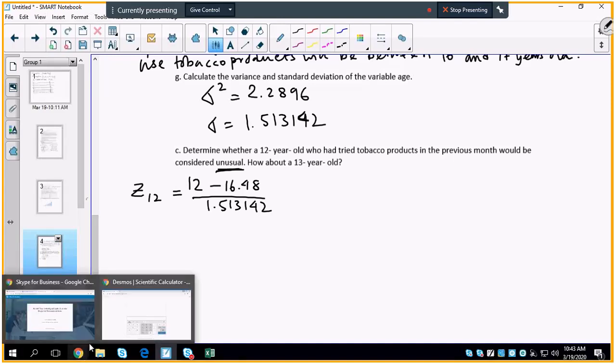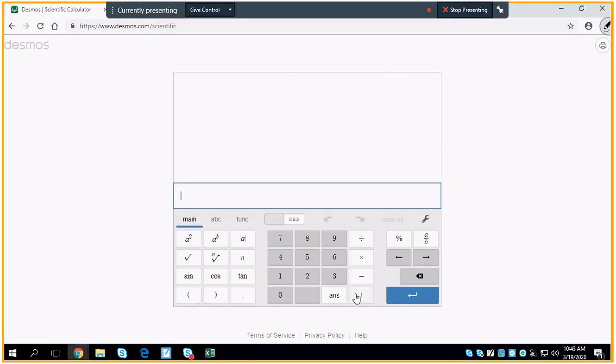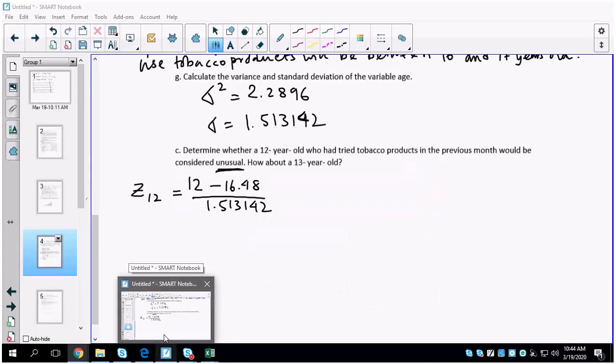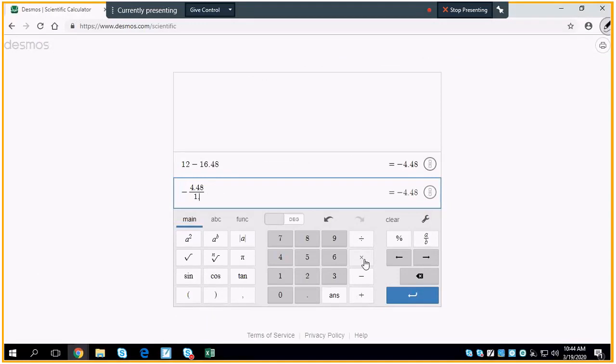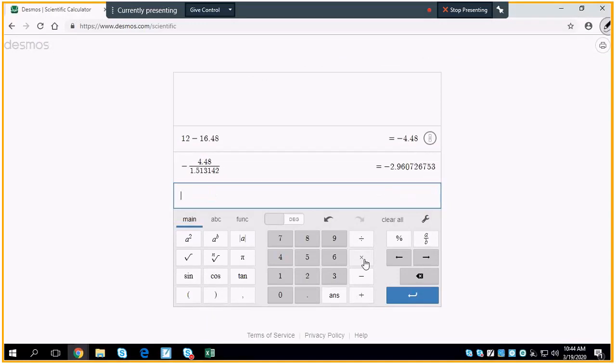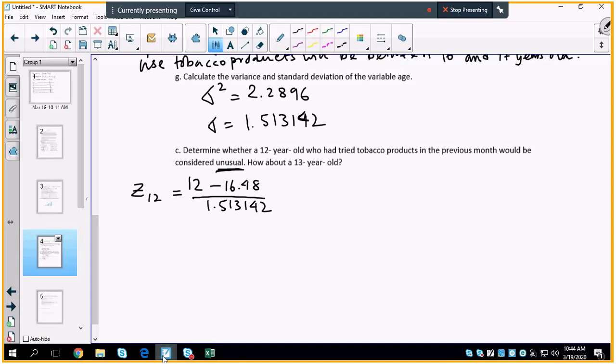So let's go to our calculator and try to find this number. As we said, 12 minus 16.48 is going to give me negative 4.48. Now negative 4.48 will be divided by the standard deviation, which is 1.513142. And I get negative 2.96. So I will say that this is around negative 2.96.